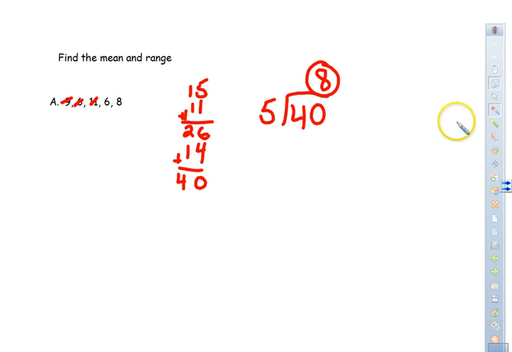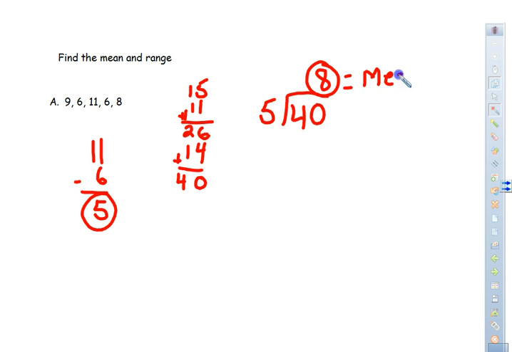Now my range, and I'm going to have to erase these so I can see what they are. My range, again, is going to be my largest number, which is 11, and my smallest number, which is 6, and I'm going to subtract them, and I see that I get a range of 5. So 8 equals the mean, and 5 is the range. Again, if you have questions, please make certain that you make note of that, and certainly ask me in class tomorrow.